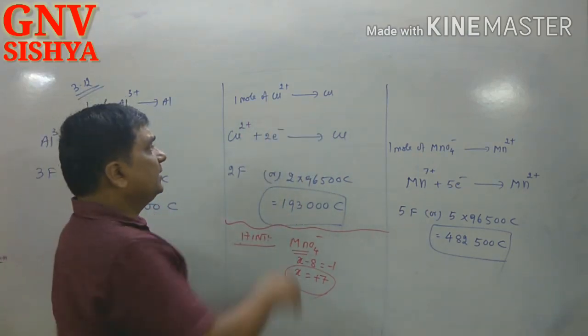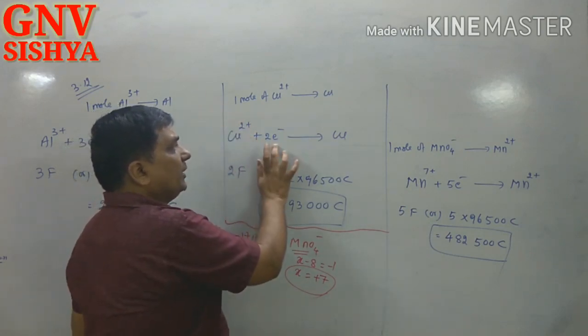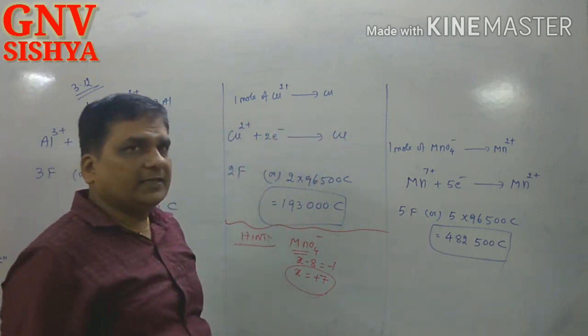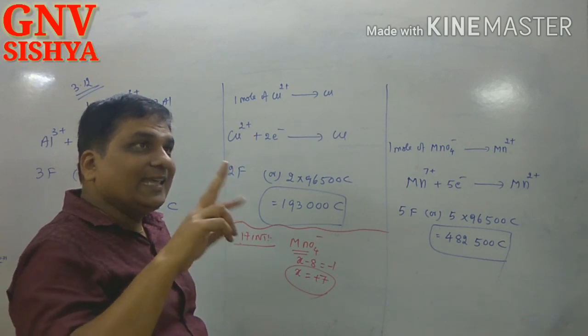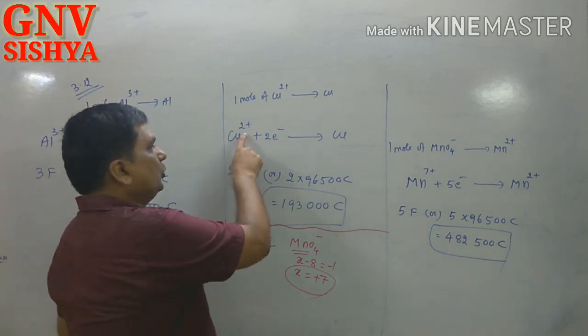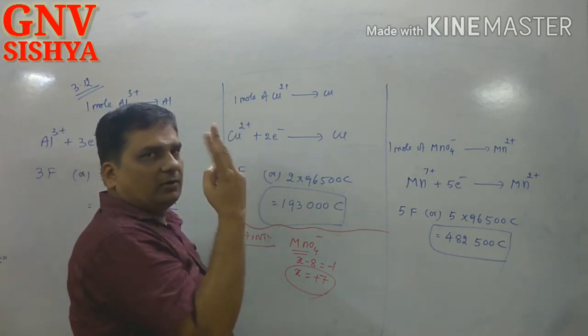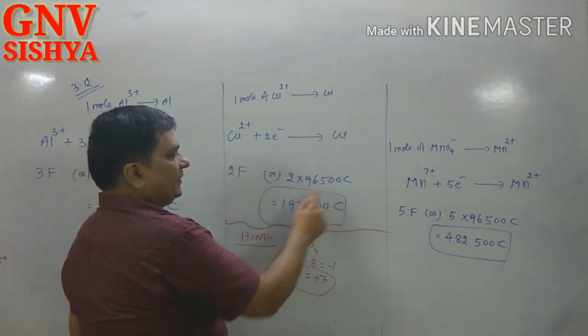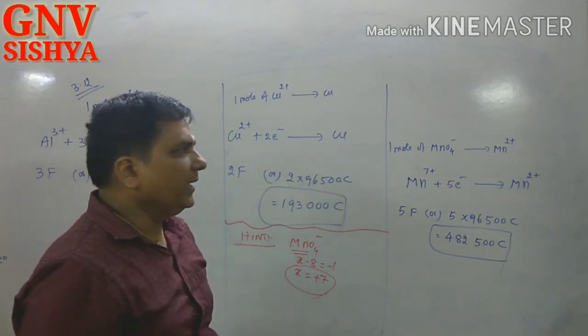Second division, 1 mole of Cu2+ to Cu. What is the electrode reaction? Cu2+ plus 2 electrons gives Cu. Correct? According to the formula, n Faraday, valency 2F. Number of electrons involved is 2. So 2 into 96,500 coulomb. This is the answer.